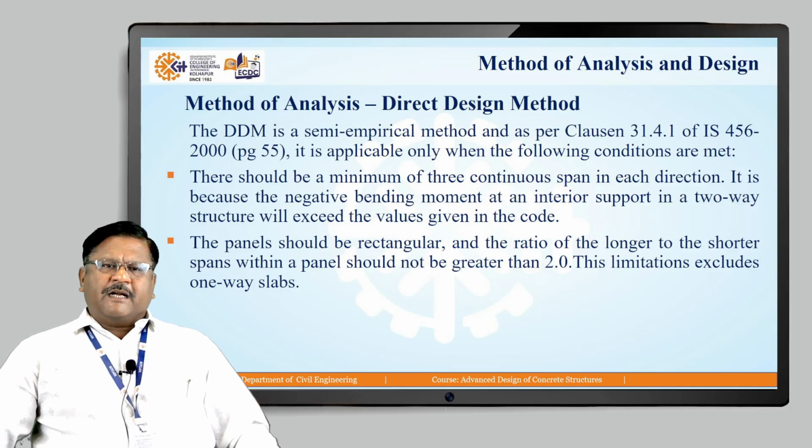But if the slab is a rectangular slab, then the L by D ratio should be less than 2. What is L by D? Longer to shorter span.